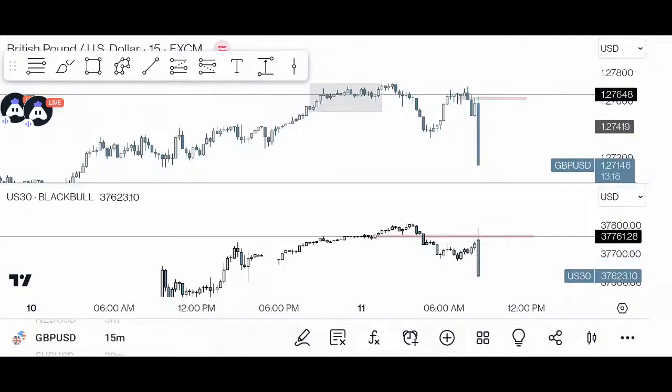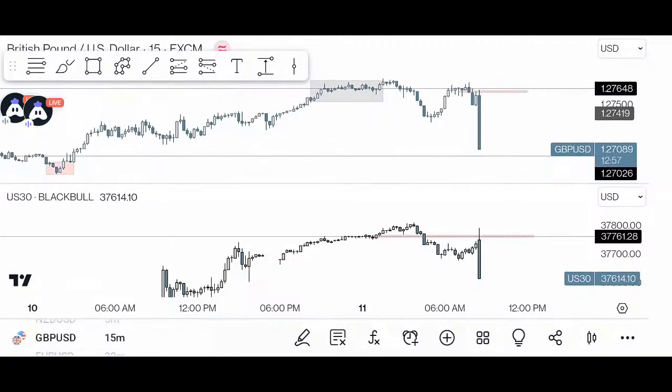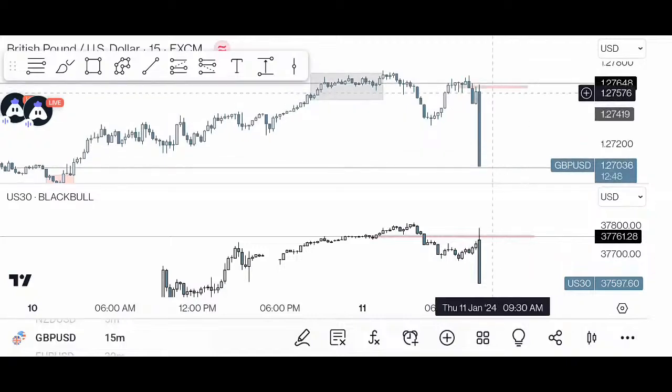And the ICT unicorn model is all about the timing, okay? You have to be precise about the timing. It doesn't work if the timing is not right. It usually works in the New York AM session, as you can see in this example. You can see the price came down, and it's yet to reach our level, 1.27026, I think.